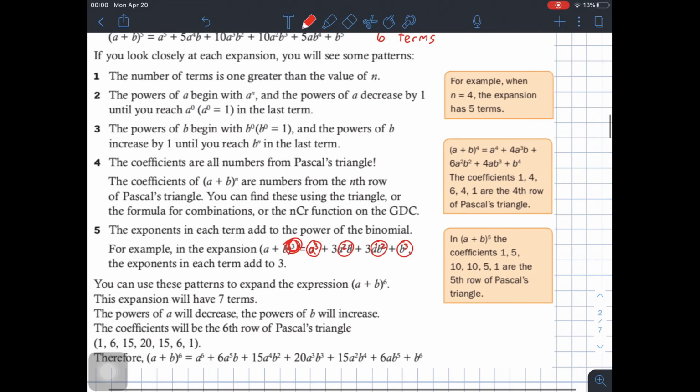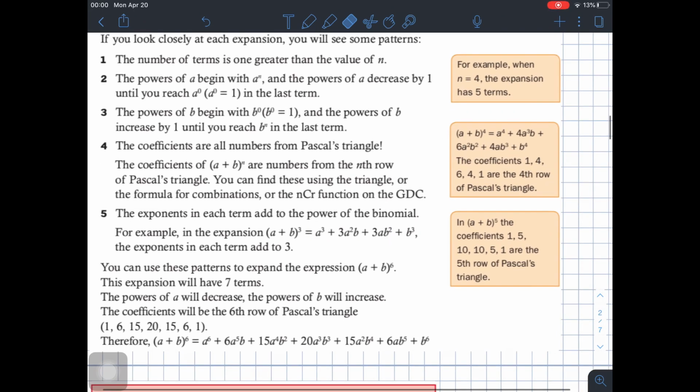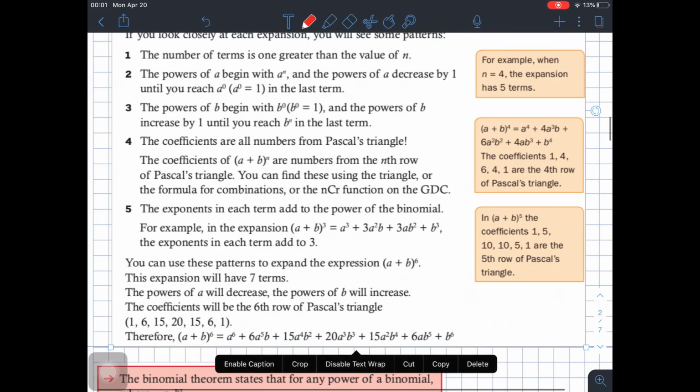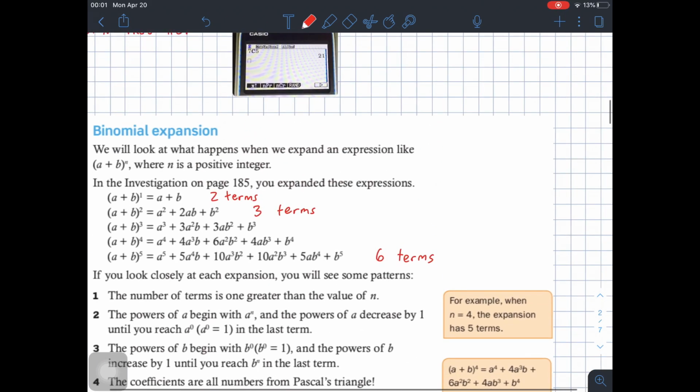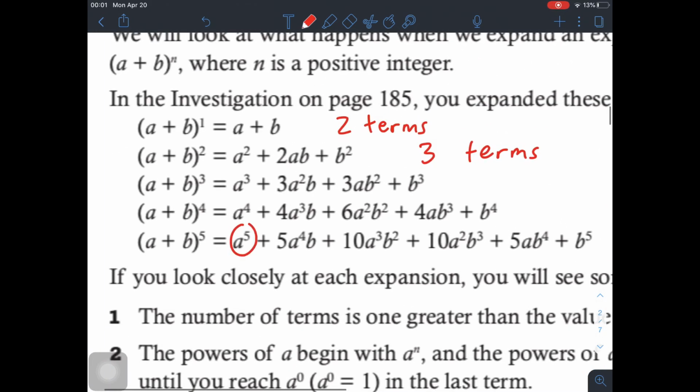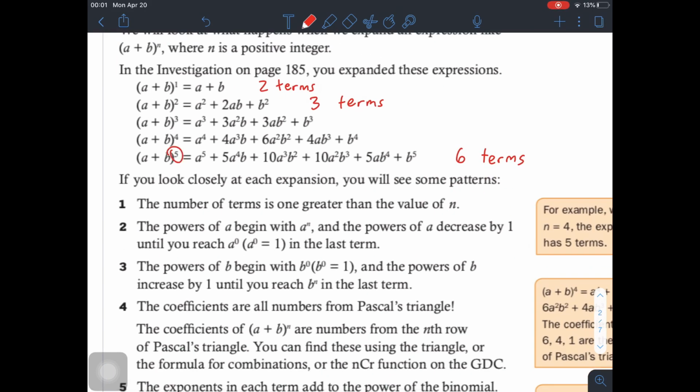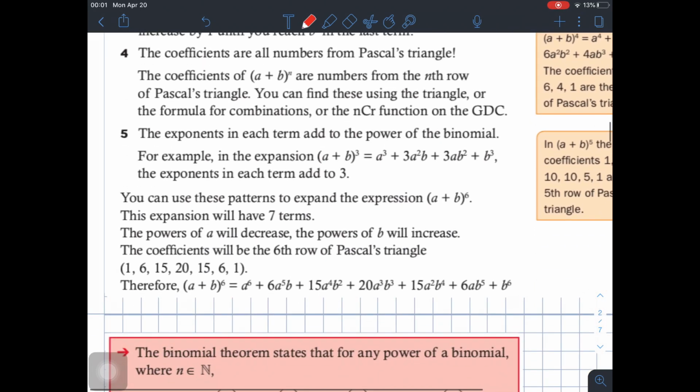So every time, all of the sums of the powers should always give us the total power, which in this case is to the power of 3, right? But this could be to the power of 5. For example, if we look quickly at a plus b to the power of 5, you'll see that this is to the power of 5, 4 plus 1 is 5, 3 plus 2 is 5, 2 plus 3 is 5, and so on. The exponents should always add up to the exponent of the expansion.